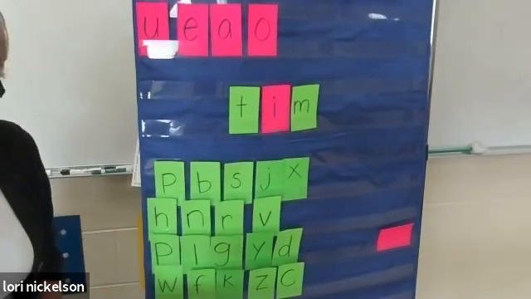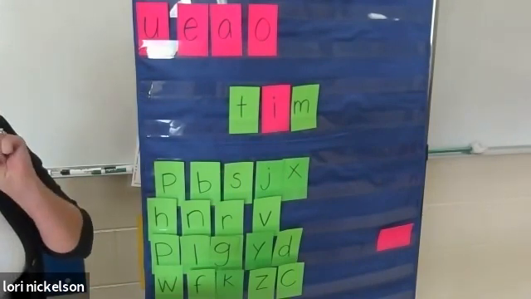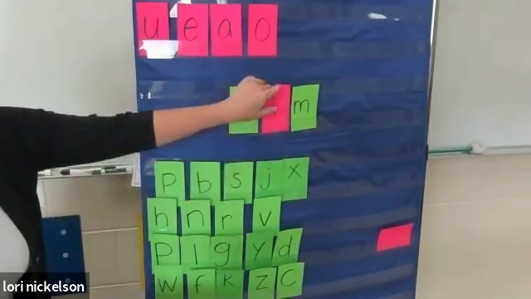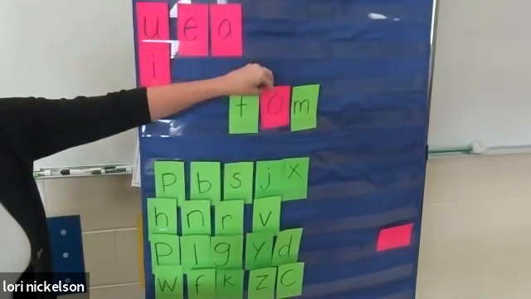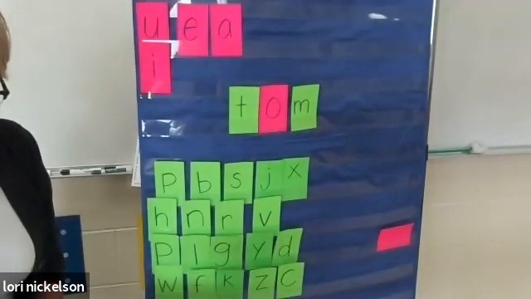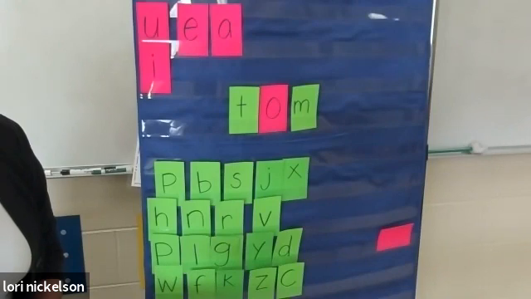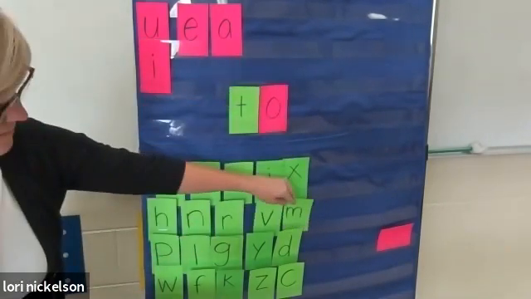Good job, guys. Now, what if I want to make Tim into Tom? What am I going to change? Tom. The middle sound. So I will take the I out and I'll use the O. So now I have Tom. Good. So let's make Tom into top. What letter do I need to replace? The last letter with a P.